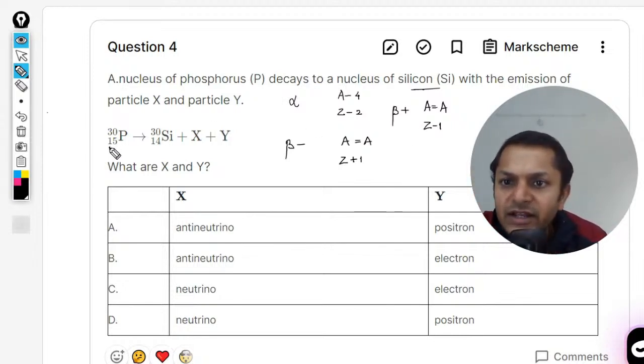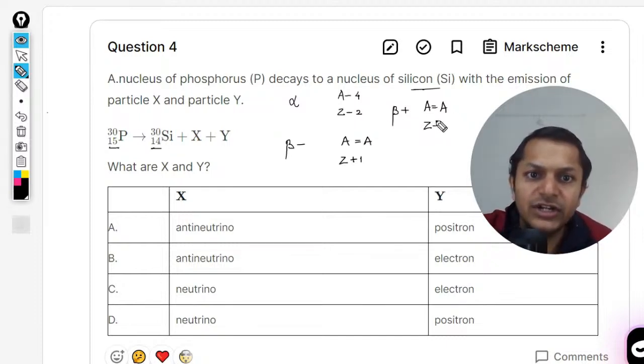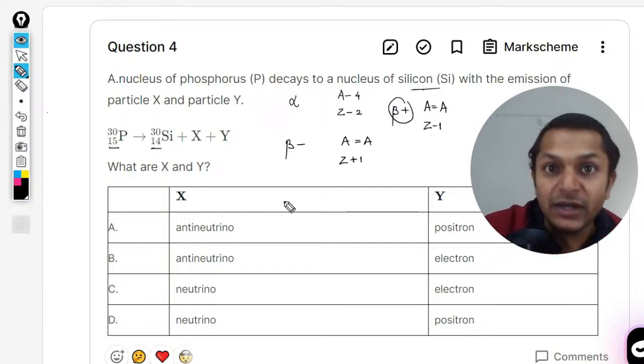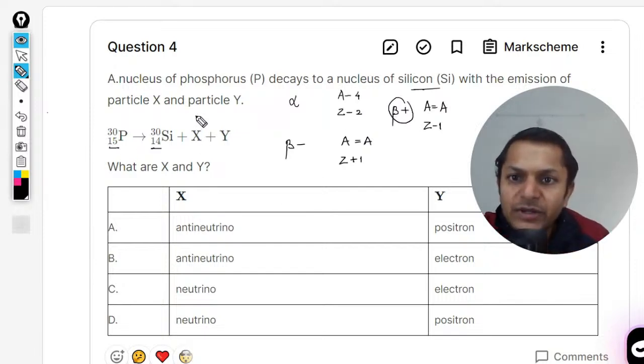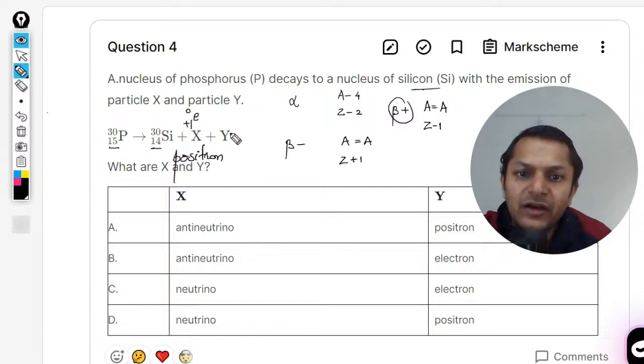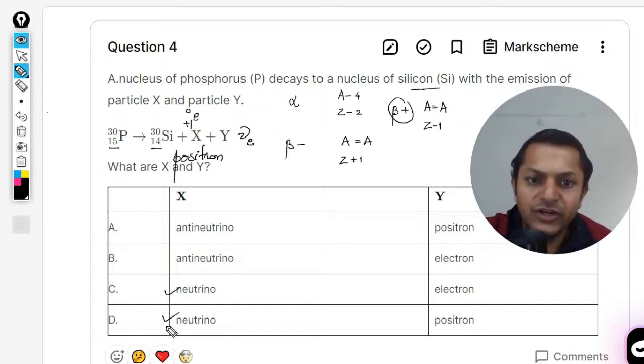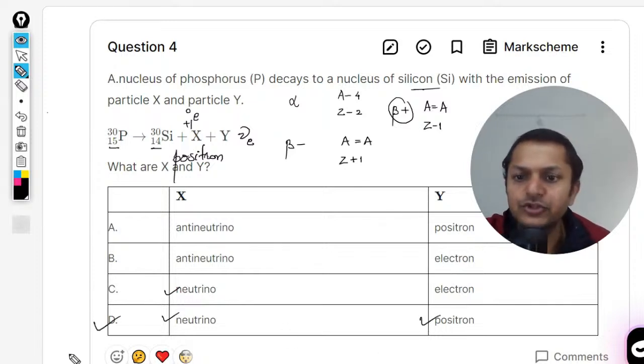Now, in this case, we can clearly see that the atomic number is decreasing by 1, but the mass number is constant. It means you're talking about beta positive. So X should be beta positive. It means that electron with plus 1, also known as positron. So the positron is released here. And whenever a positron is released, we know that there is a neutrino that is actually produced. So a neutrino will be produced, electron neutrino, not antineutrino. So positron will be produced, and the answer will be D.